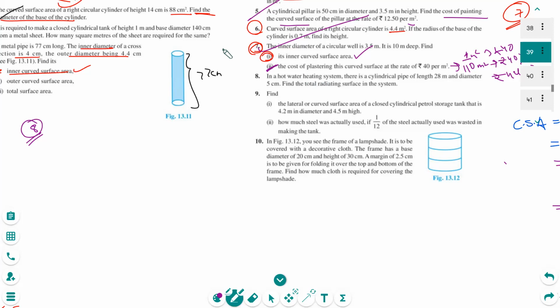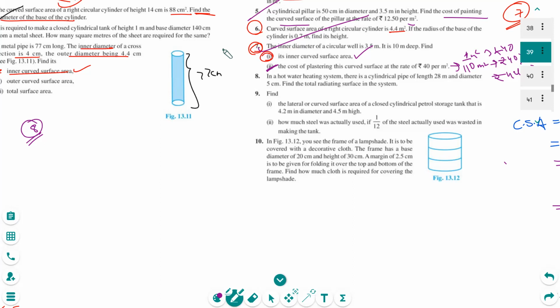Length, depth, height, there are numerous ways to call this thing, right? If I keep it this way, this is height. If I call it this way, this is length. If I call it this way, this is again depth. So there are various ways to call this thing, right? And the diameter is 5 centimeter.